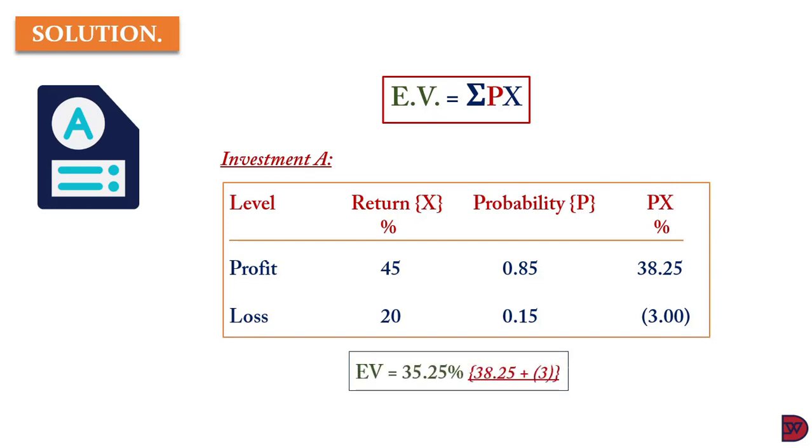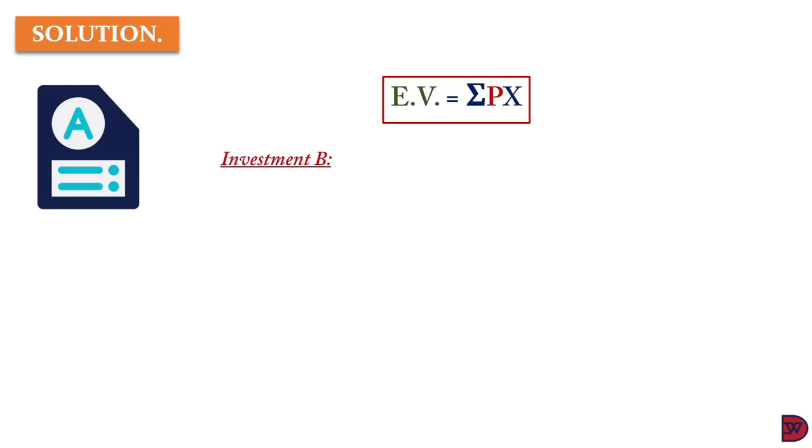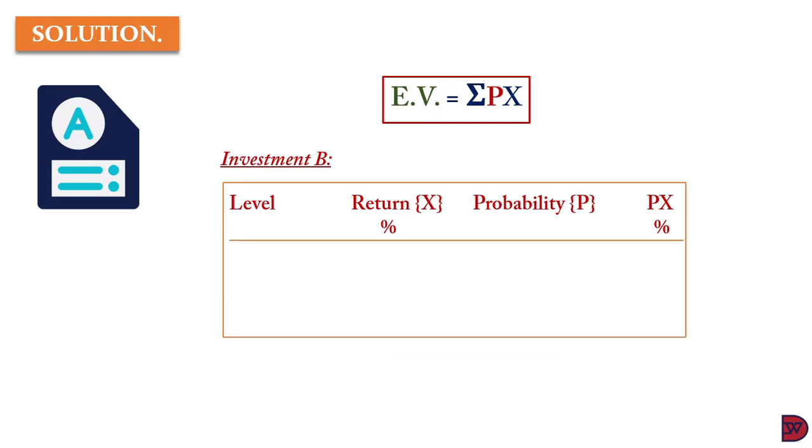The expected value for investment A now will be 35.25%. That is the sum of the product of 38.25 and negative 3. It means that investment A's return is pegged at 35.25 if all the possible outcomes occur at the rate of expectation. When we come to investment B, its level for profit is 70%.